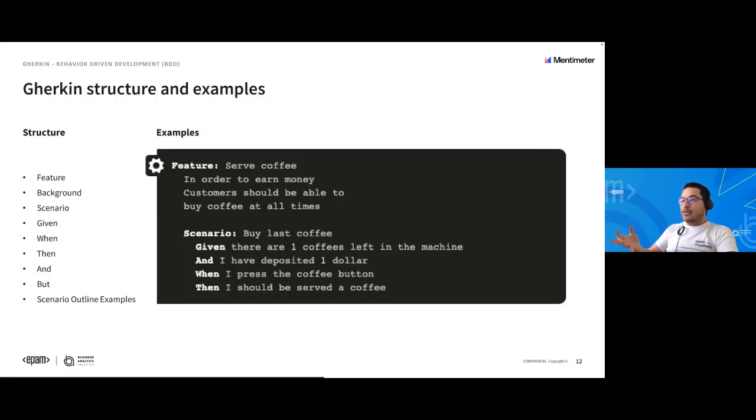So in this case, in order to earn money, customers should be able to buy coffee at all times. The customers are our who. The why is in order to earn money, and the what is to buy coffee at all times. It's very important to take care of it because you are respecting the structure of the user stories.